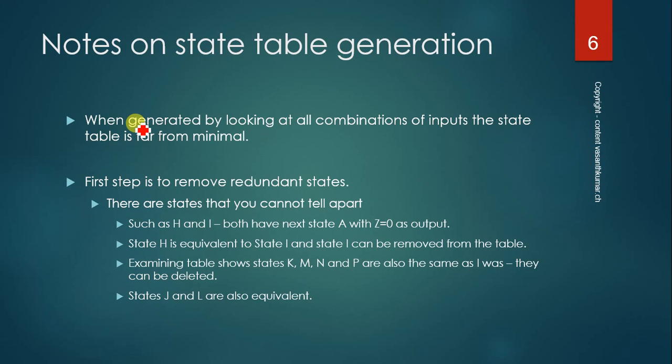When we have generated it by looking at all combinations of input states, the table looks somewhat minimal, but the first thing is we have to remove redundant states. What is a redundant state? States which can produce or retain the output high or low for the same combinations or for different combinations, right? That is called a redundant state.